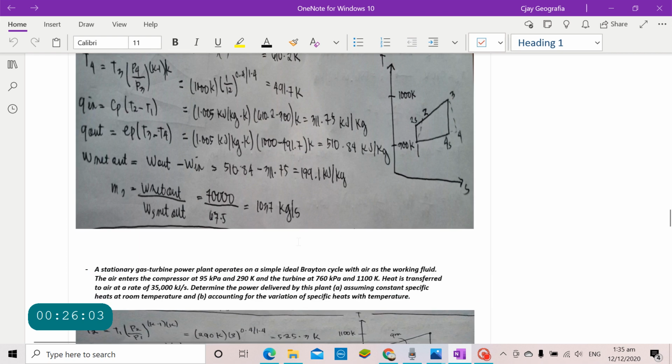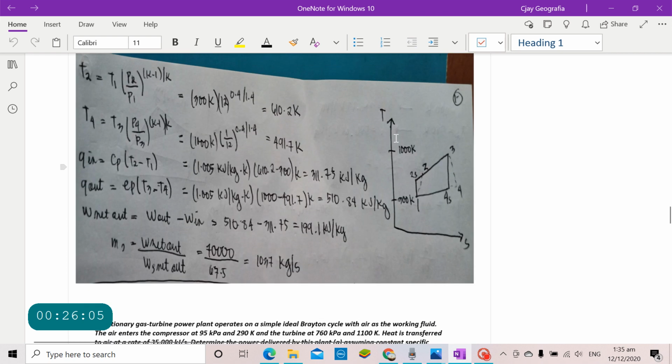And this is our T-s diagram. This is our diagram here for the processes from 1 to 2, 2 to 3, and 4 to 1. This is the Brayton cycle.